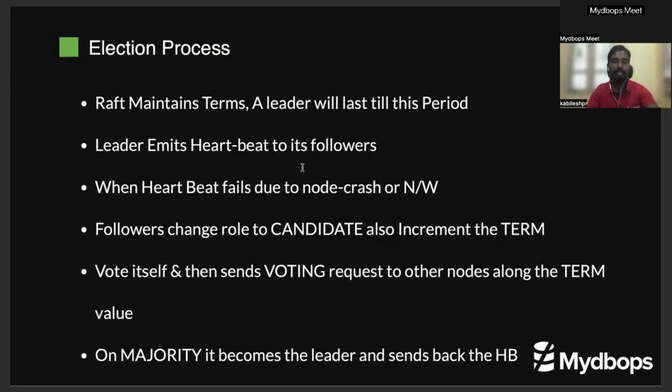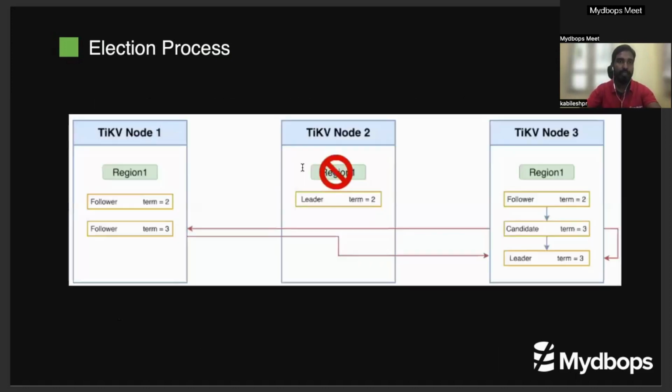When receiving a majority of acknowledgements back from the followers, this node will become the leader. Once it becomes the leader, it immediately sends back the heartbeat and its term value to its followers. Okay. So this is just a pictorial representation of what we discussed as the election process.